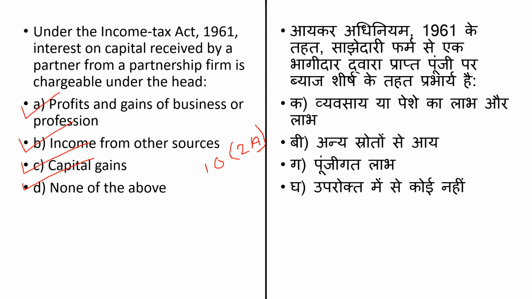We also call it PGBP. The full form of PGBP is profits and gains of business or profession. The correct answer for this question will be option A. Under the Income Tax Act 1961, interest on the capital received by the partner from the partnership firm is chargeable under the head profits and gains of business or profession.